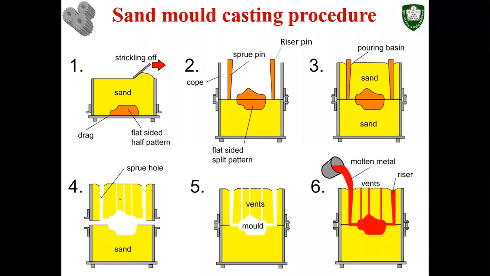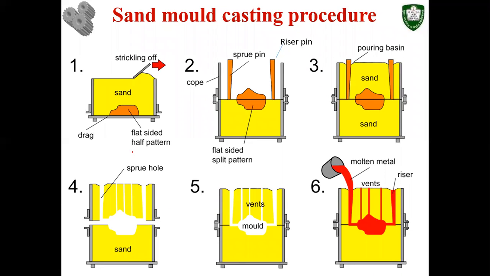At the first step, you need a plane surface. Sorry, first, what do you need for manufacturing a product using casting? You need a pattern. The product that you want to make, you need a replica of that product. Once you have the replica, that is called a pattern.